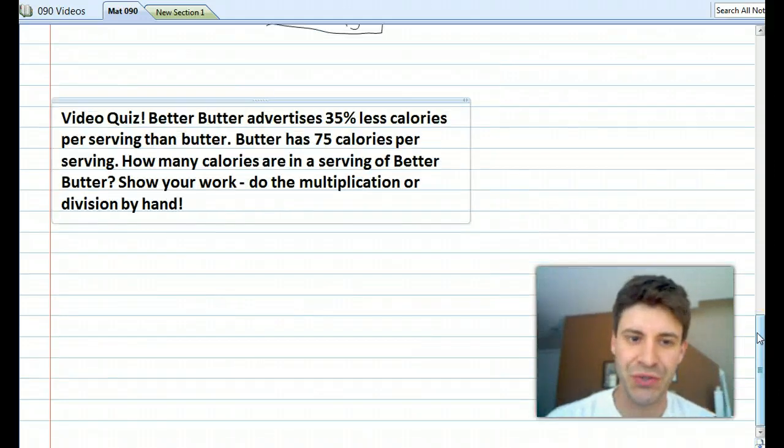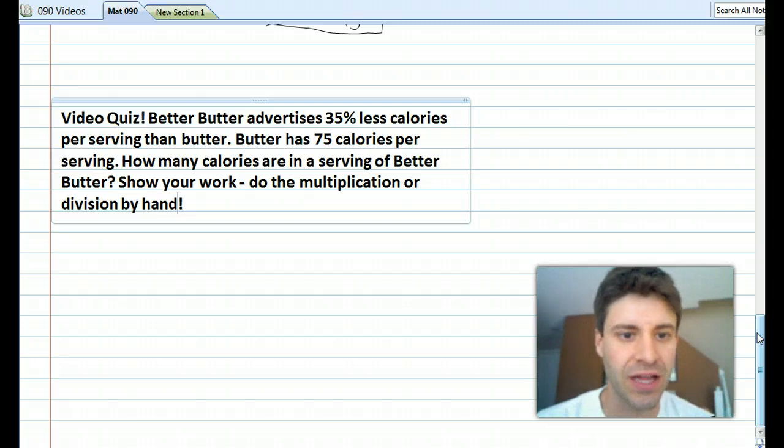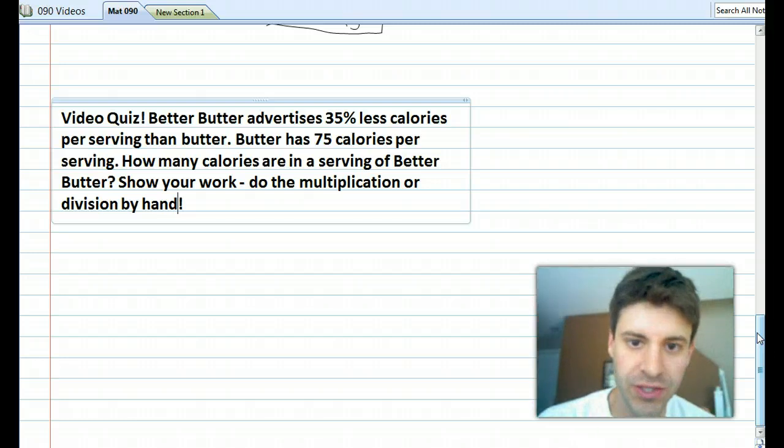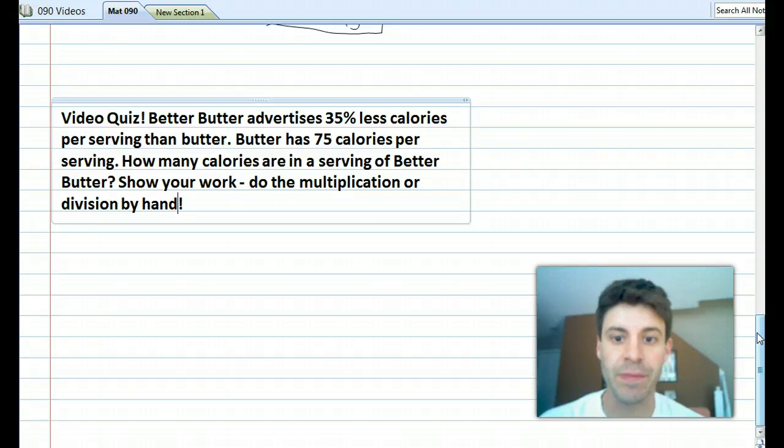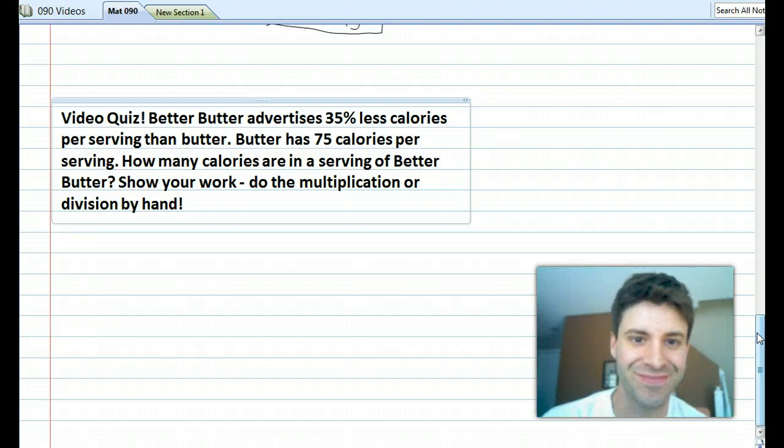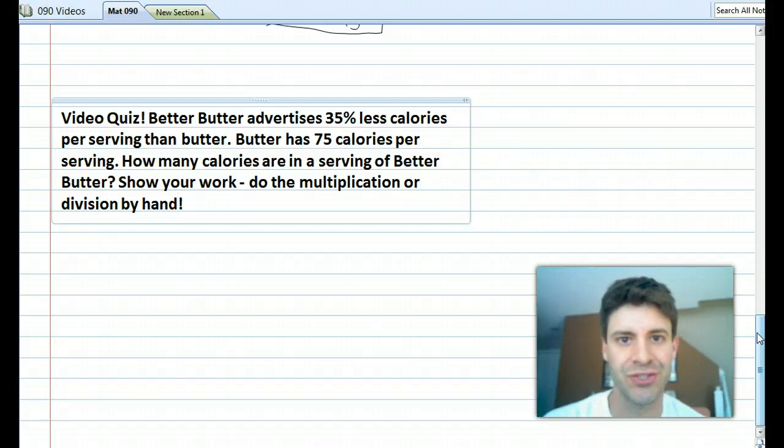Okay, let's get you a video quiz. Here it is. Better butter advertises 35% less calories per serving than butter. Butter has 75 calories per serving. How many calories are in a serving of better butter? And show your work. That means do the multiplication or division by hand just to prove that you can do it. Okay, good luck. Bring your solution to class.